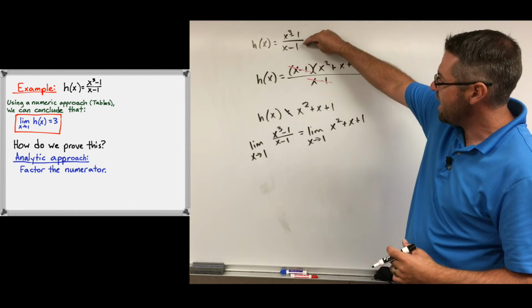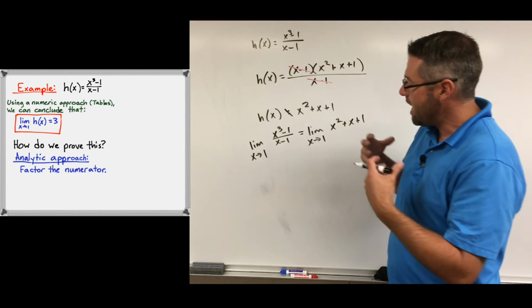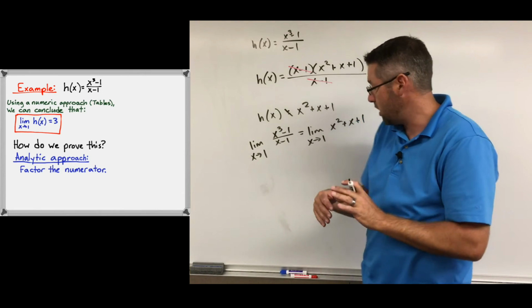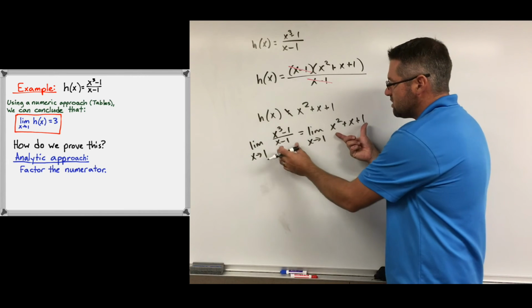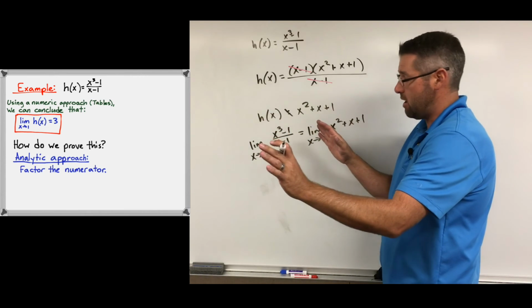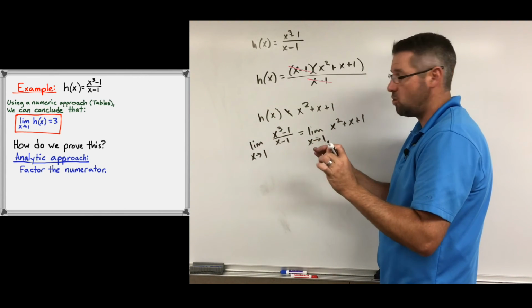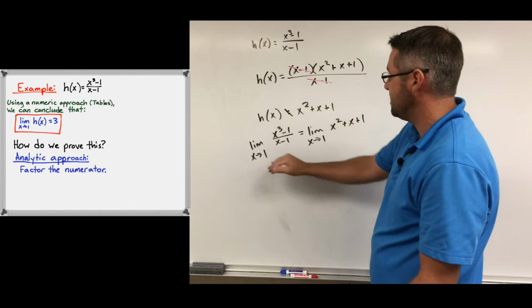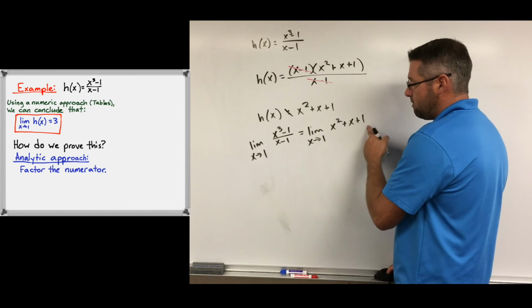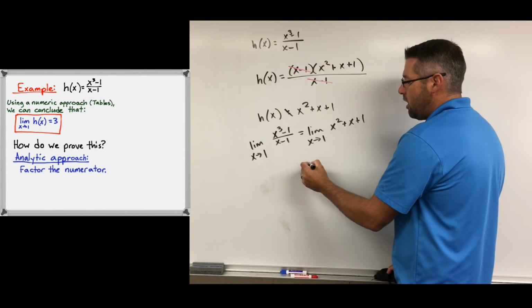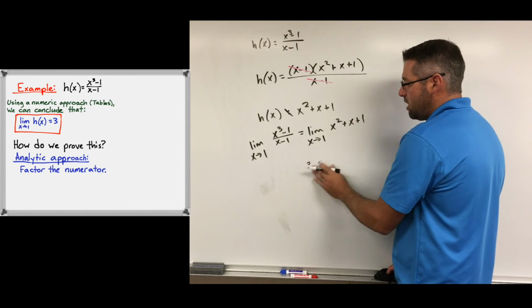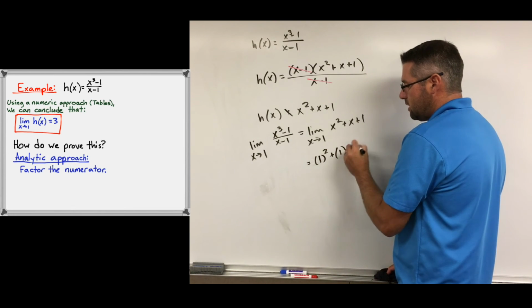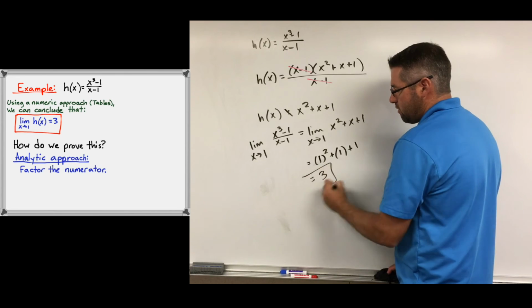So our problem was x equals 1, but we're not actually looking at 1. We're looking at points that are very close to 1, all around 1. So these functions are the same everywhere, including really close to 1. So if I can evaluate this, that means this limit is going to be the same as that limit. And here, because this function is continuous, all I have to do is plug in 1 to get an answer there. And our answer there is 3.